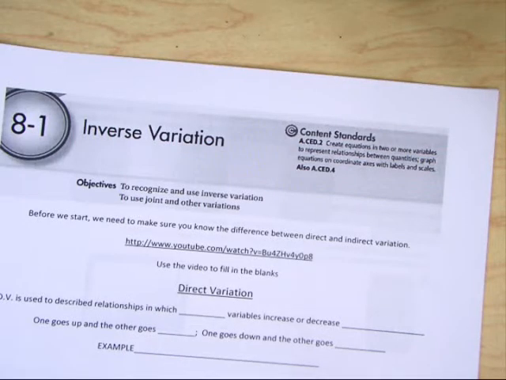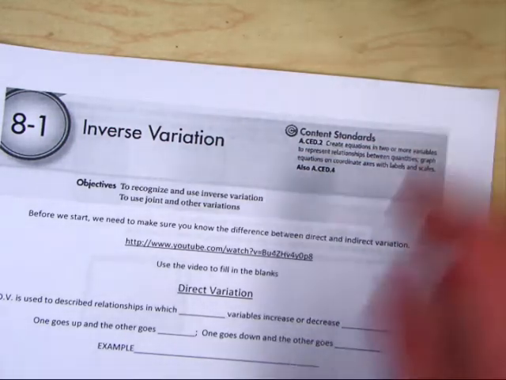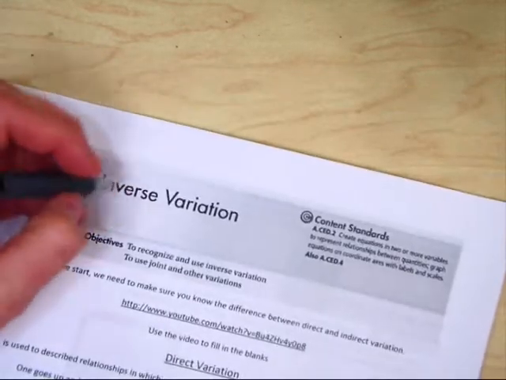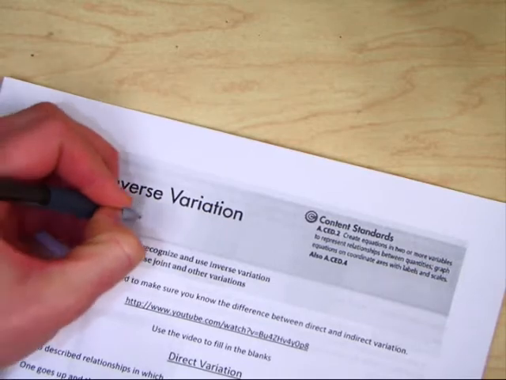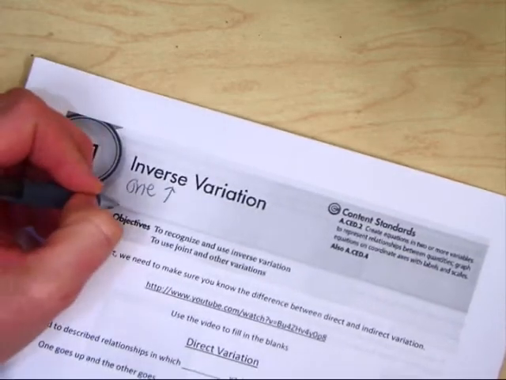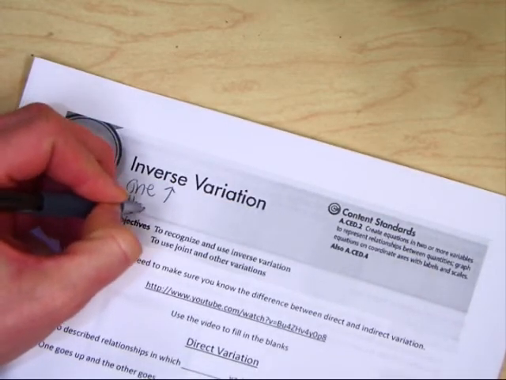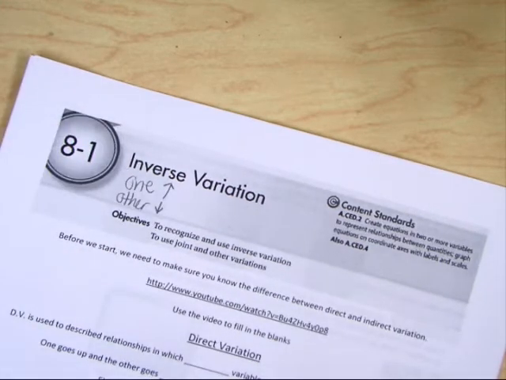In Chapter 8, Section 1, we begin our discussion about inverse variation. Inverse variation means as one item goes up, another item goes down. They are inversely related one to another.